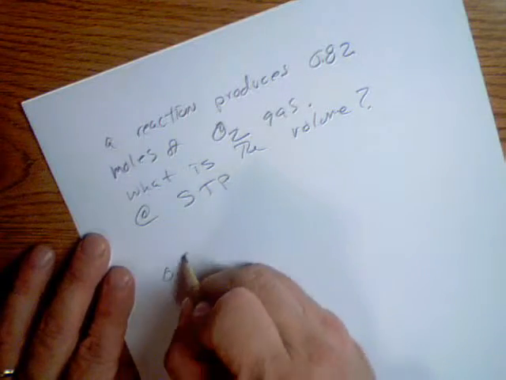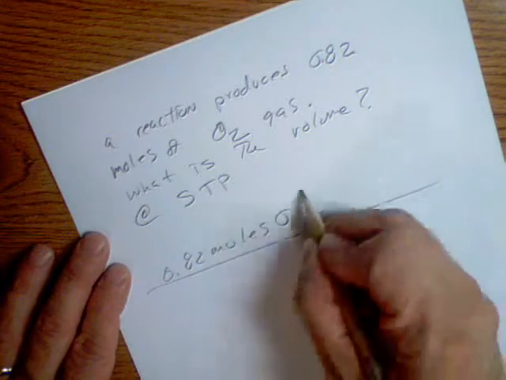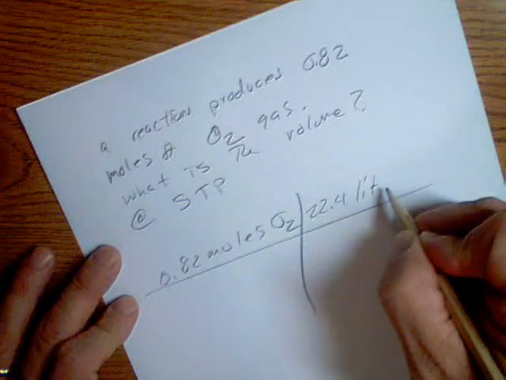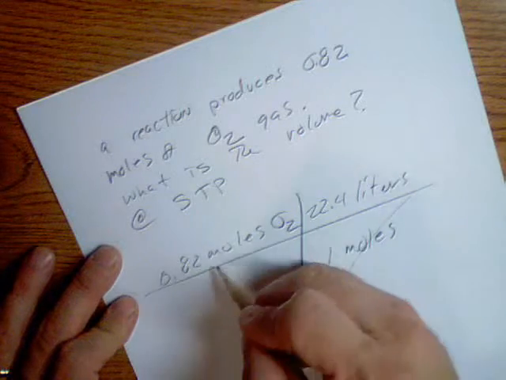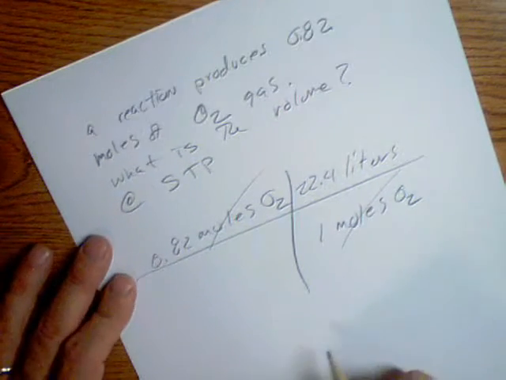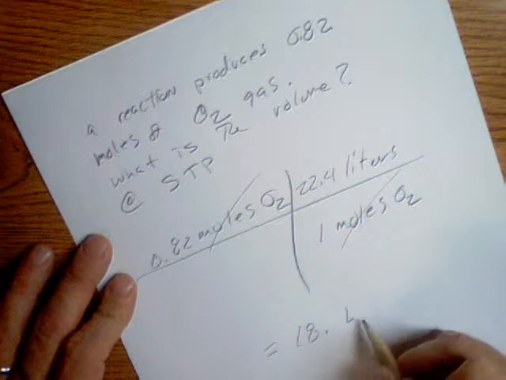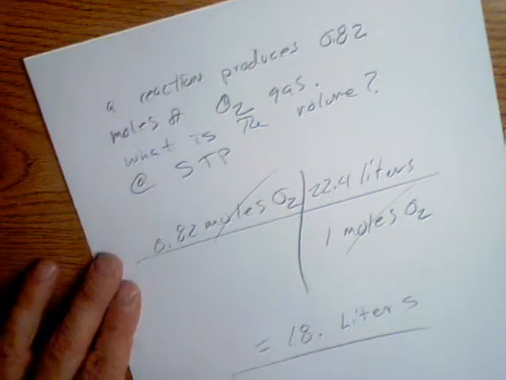Well, 0.82 moles of O2, 22.4 liters at 1 mole, and that'll give you 18 liters. All I did was multiply. All right?